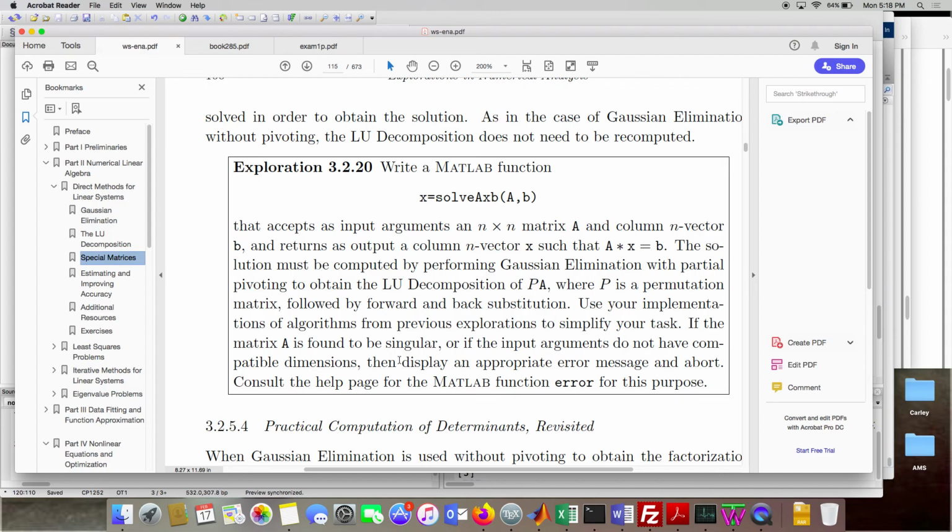Well, the thing is, it's not really practical to check up front. You're just going to go through the whole process of doing Gaussian elimination. And if you find that you're about to divide by 0 when getting your multipliers, that's when you catch it. So you can use MATLAB's error function. So what I'm thinking is, how do I catch it?